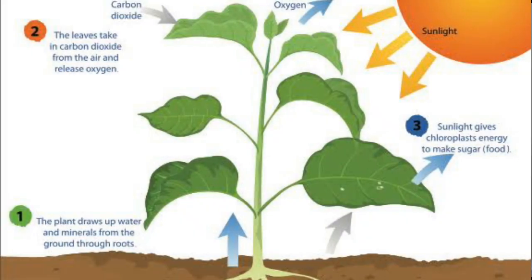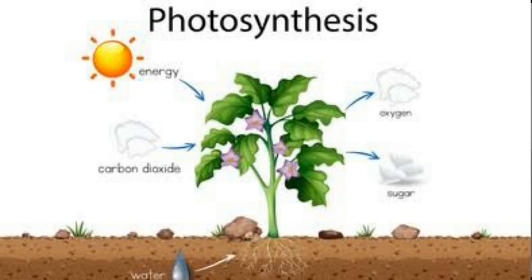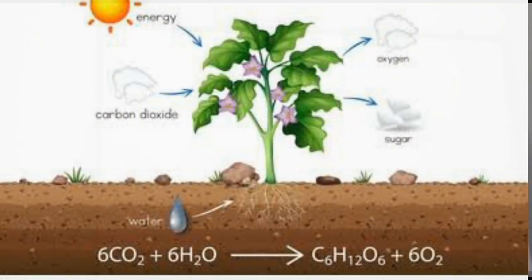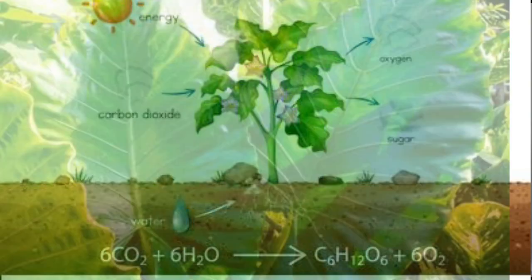During photosynthesis, plants take in carbon dioxide and give out oxygen. This oxygen is used by all animals and human beings to breathe. Plants store their food in the form of starch in their leaves. Let's see the equation. Carbon dioxide plus water gives glucose plus oxygen.